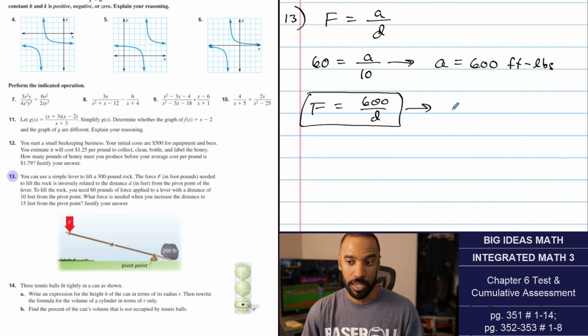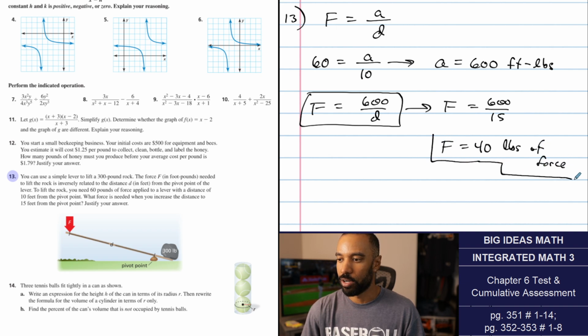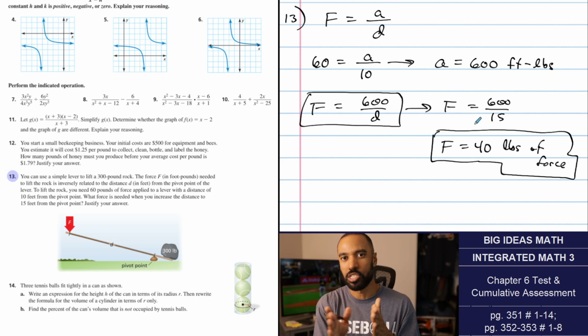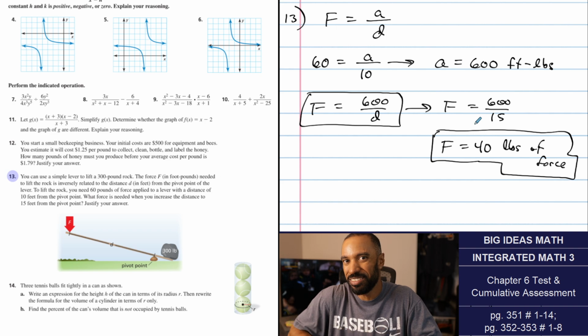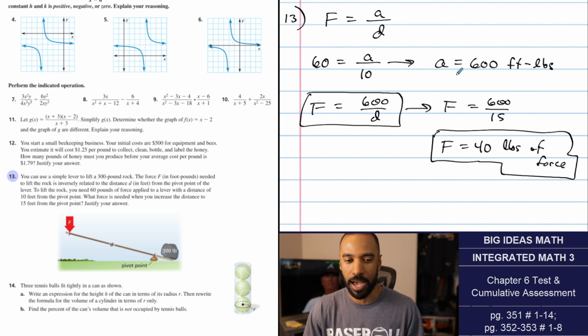So you would need less force, right? In this case, F equals 600 over 15, and 600 over 15 is 40. So you need 40 pounds of force from that distance. You need less force the further away you are. Hopefully that makes sense to you: the closer you are, the more you have to do, and the farther you are, the more you get on your side, weighing it down. So it makes sense to me as an answer.